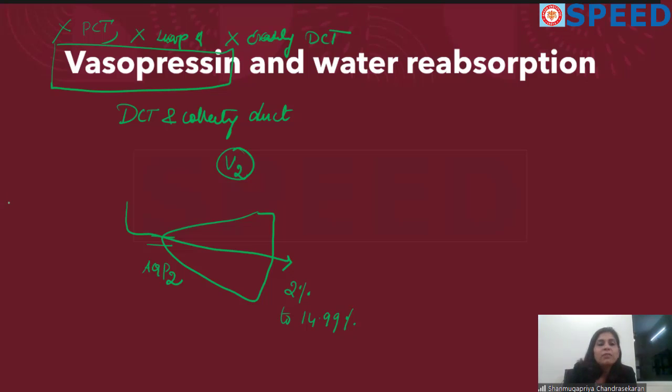And what are the stimuli for vasopressin secretion? Vasopressin causes water retention, so the stimuli are hypovolemia and hyperosmolality. Do you understand this? The two stimuli for vasopressin secretion would be hypovolemia and hyperosmolality.